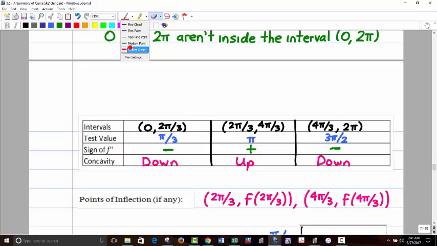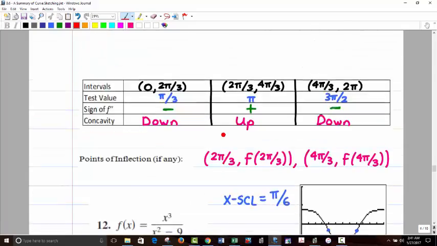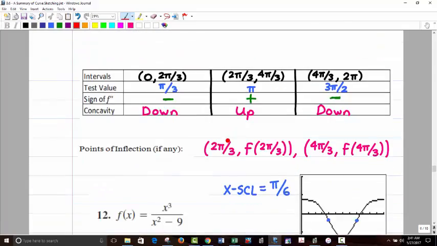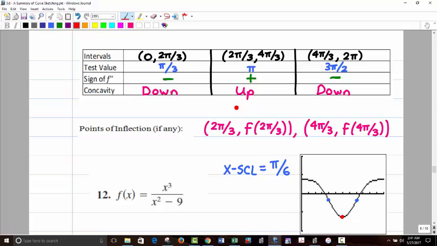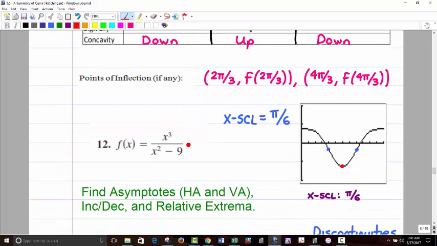We're looking for possible, those are the potential inflection points. Put in your test values. I don't know where I put the chart this time, but that's okay. You can check that yourself, obviously. Negative, positive, negative. Down, up, down. Therefore, down to up will be an inflection point. Up to down will be an inflection point. So we have 2 of them.